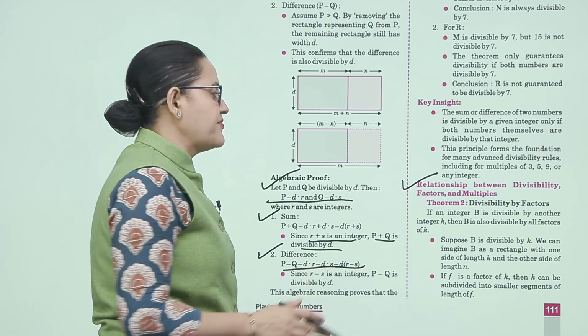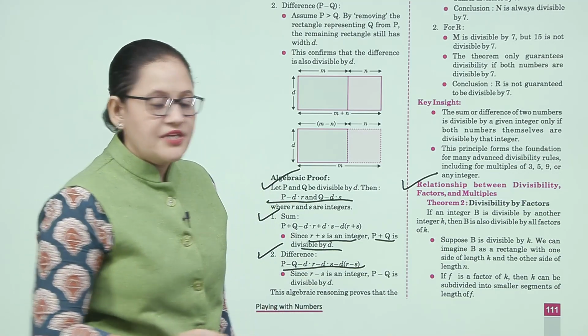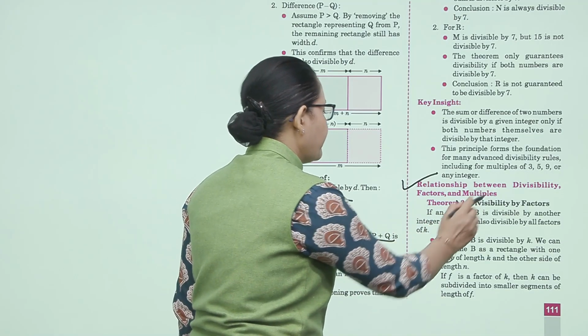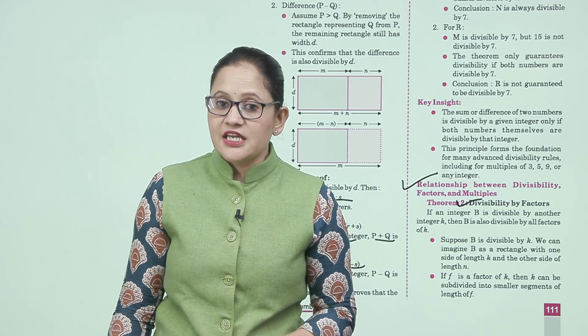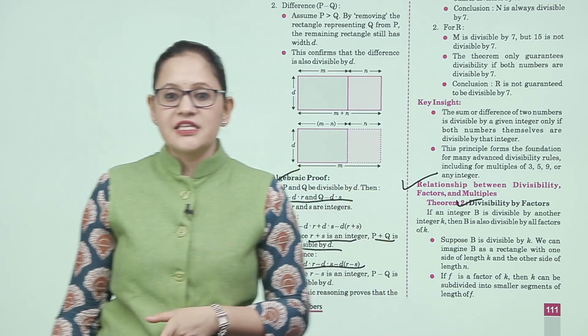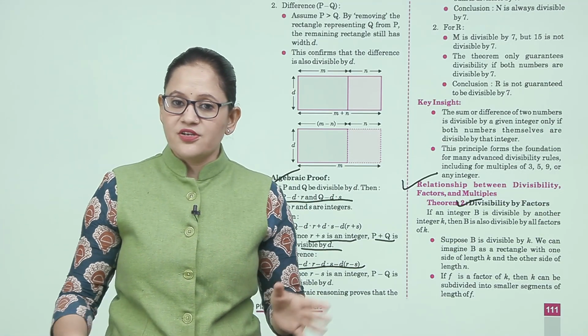Relationship between divisibility, factors and multiples. Theorem 2: Divisibility by factors. If an integer b is divisible by another integer k, then b is also divisible by all factors of k.